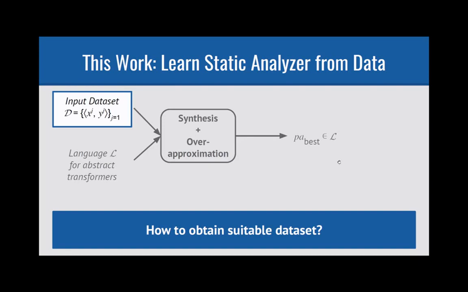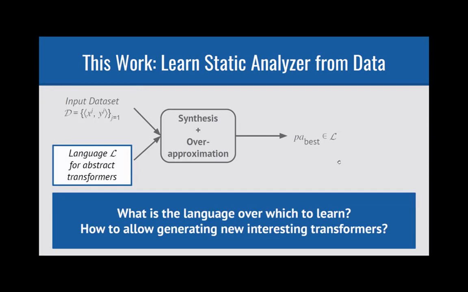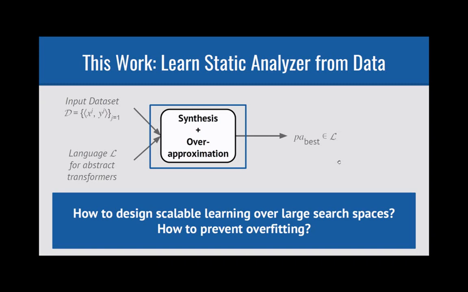And this has several challenges. The first one is how can we obtain the data set in the first place? We don't want people trying to annotate JavaScript programs with what the result should be. If we try to design the language to specify the transformers, first, we need it to be very general. We don't want to just have a combination of existing transformers, but we want a way to come up with new interesting transformers that the developer didn't think about when designing the language. And finally, we have to come up with a scalable synthesis algorithm that can take these pieces and prevent overfitting, such that the analysis is actually correct.